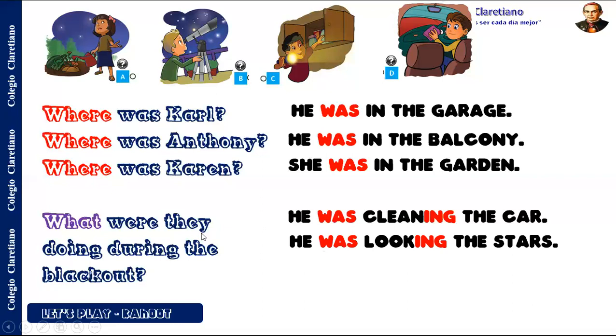Okay, good. Fabricio Martin, about Karen, what was Karen doing? Look at the picture of Karen. What was Karen doing? Tell me, please, what was Karen doing? No, come on, my friends. Look at Karen, look at the picture of Karen. Daniel, please, help me. What was Karen doing?